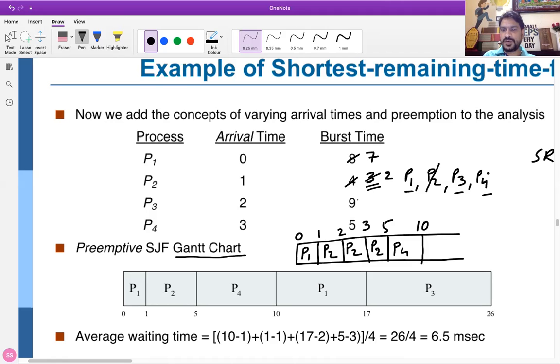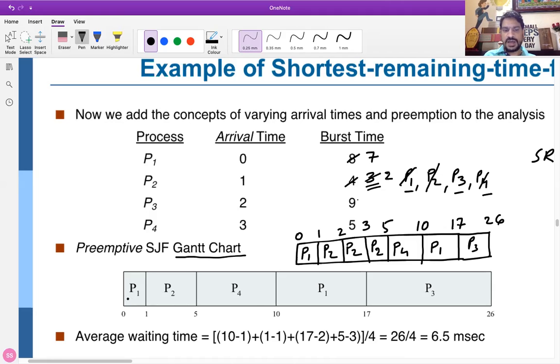Now P4 has been removed from the list. Now P1 and P3 are left. P1 has 7 burst time remaining and P3 has 9 burst time. So it will pick up P1 and execute all 7 burst time up to 17. After that, we have only one option to execute, that is P3. So P3 will come into the CPU and execute its 9 burst time and complete at 26. Getting it? So this is how it works.